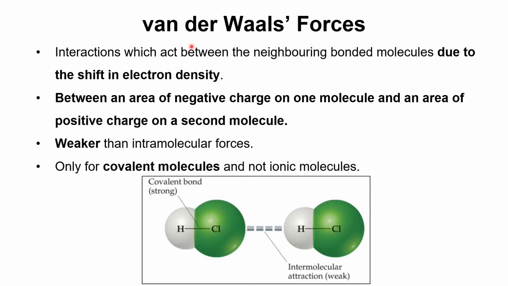So intermolecular forces are divided into two types. First is van der Waals forces and another is hydrogen bonding. Now let's see what van der Waals forces are. These van der Waals forces act between neighboring non-bonded molecules due to the shift in electron density. For example, if we are talking about the HCl molecule, we know that chlorine is more electronegative than hydrogen. That is why chlorine has a delta negative charge and hydrogen has a delta positive charge. So when one HCl molecule comes in contact with another HCl molecule, the delta negative charge of chlorine will interact with the delta positive charge of hydrogen of the other molecule. This interaction is called van der Waals forces.